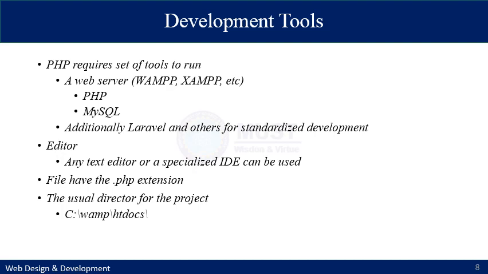PHP requires a set of tools to run. First of all, you need a web browser and a web server. You can download a web server, for example WAMP. WAMP stands for Windows, Apache, MySQL, and PHP, Perl server. You can also download XAMPP, which is very similar. X stands for any operating system and the rest is the same.